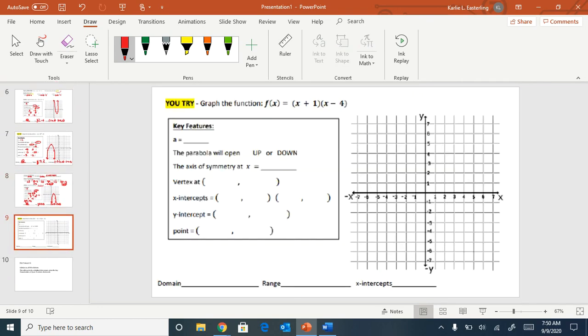All right. And then this last one here, I'm going to have y'all work it again. If you have questions, let me know. Pretty much just following the same steps as the one before. So go ahead and do that.